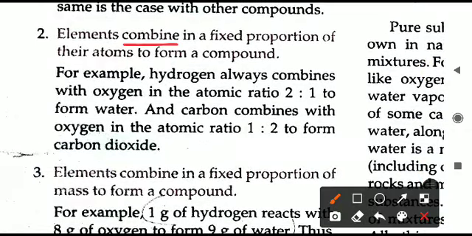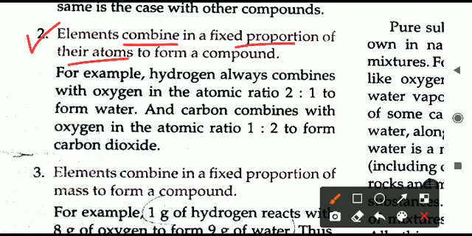Second point, elements combine in a fixed proportion of atoms. Always when the elements are combining, we have just now discussed in the beginning of the topic of compound, I told you that elements combine to make a compound. But elements will combine, that is okay, but how much quantity of each element will combine? That is also important here. So that is given in the second property right now in front of you.